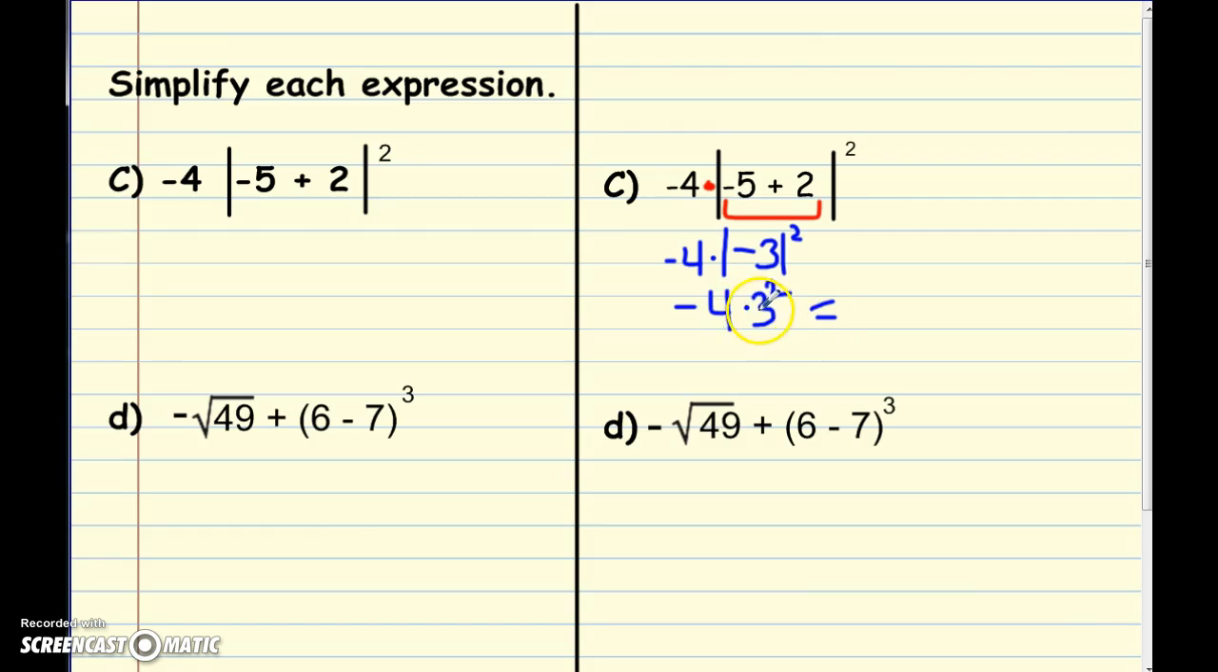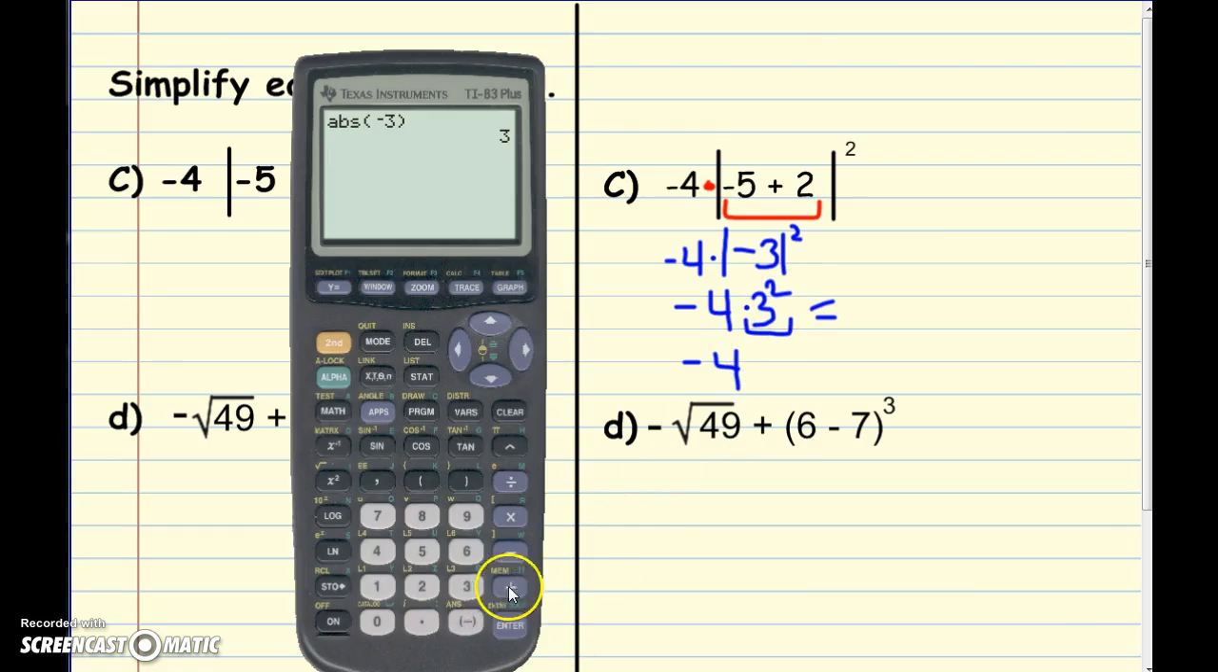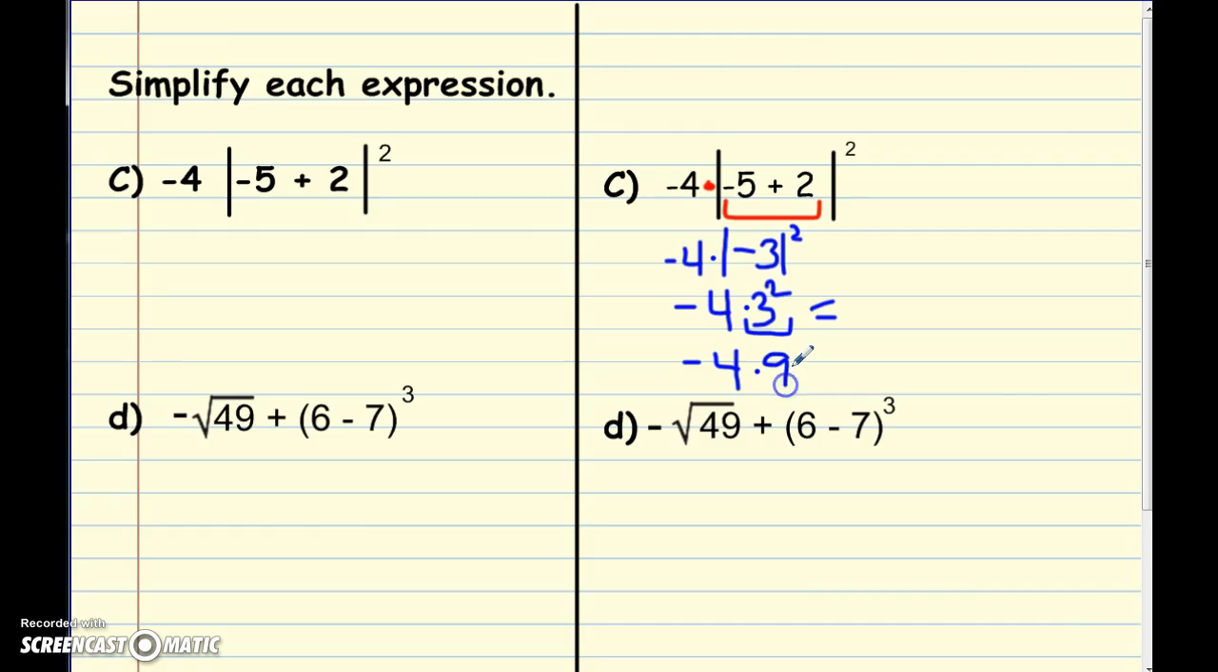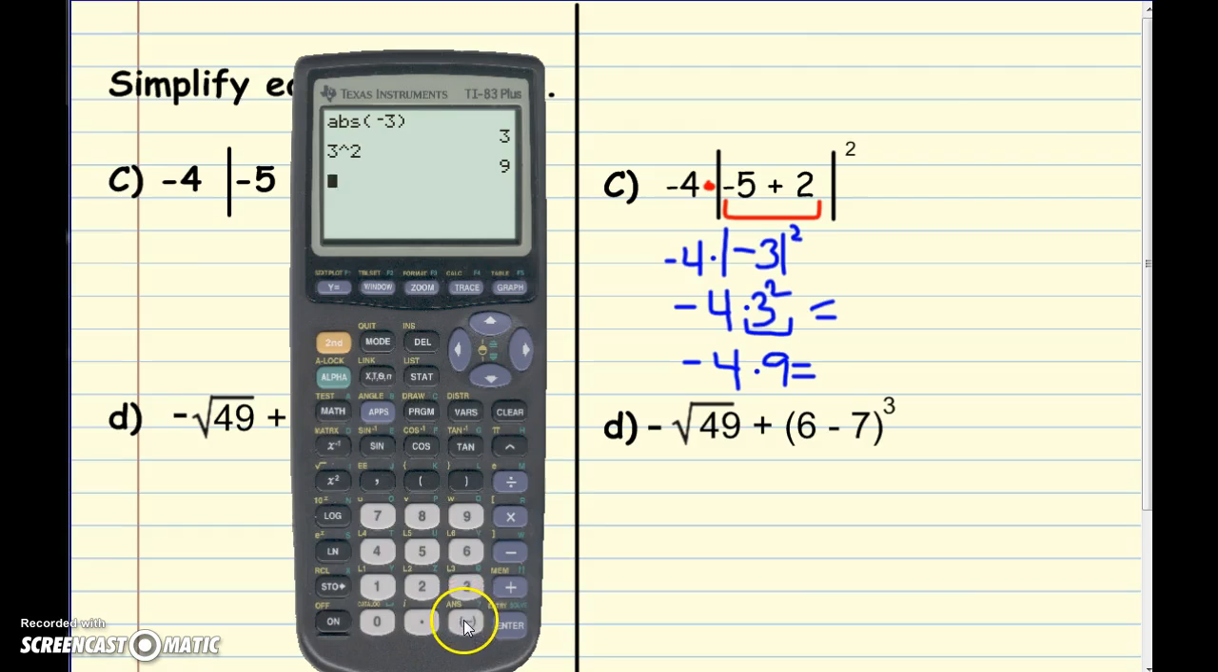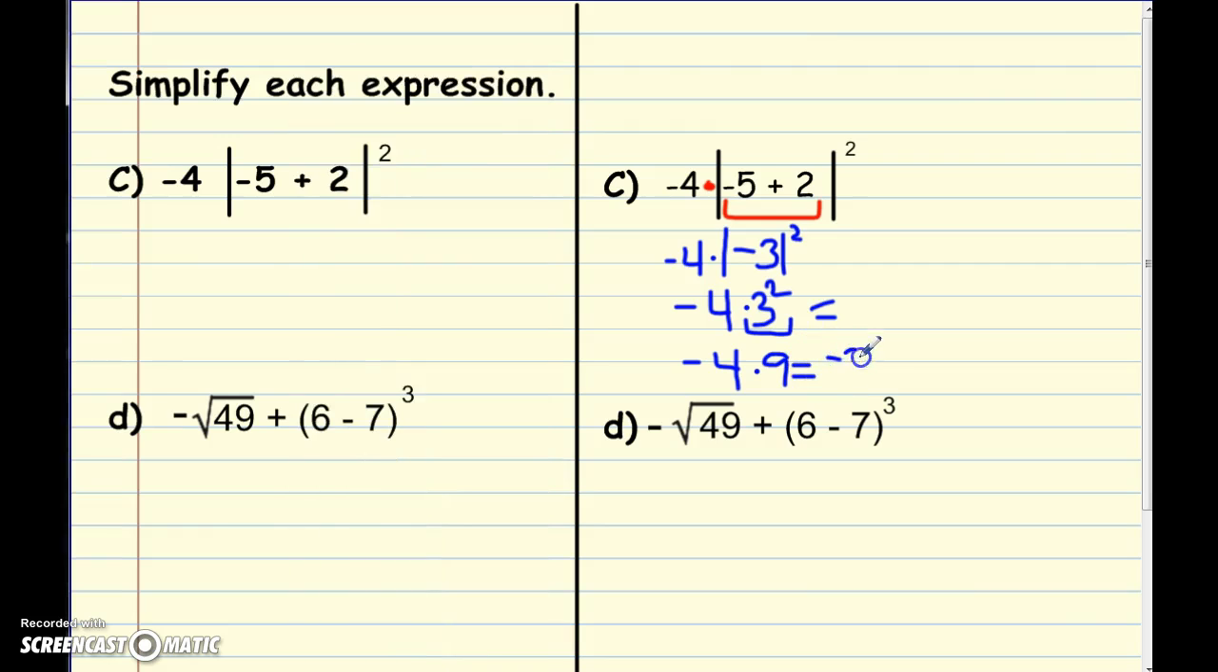So we're going to keep doing this, and I have 3 squared. Again, we do exponents before we do any multiplication. 3 squared, again, is not 6. That's the most common mistake. And if you do not remember how to do it, you're going to use this caret key for the exponents. And there becomes the 9, so negative 4 times 9. And to figure out what this answer is, again, you are going to be able to use the calculator. So if I want to do negative 4 times 9, there is negative 36. So again, those absolute value symbols are grouping symbols. Take care of everything inside first.